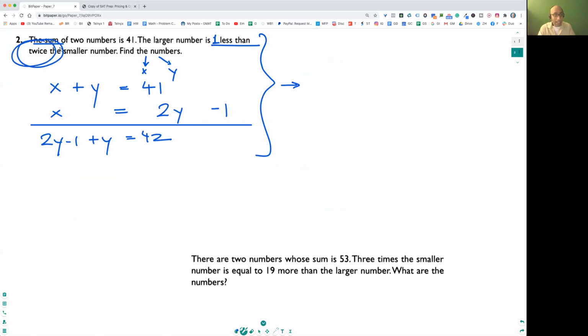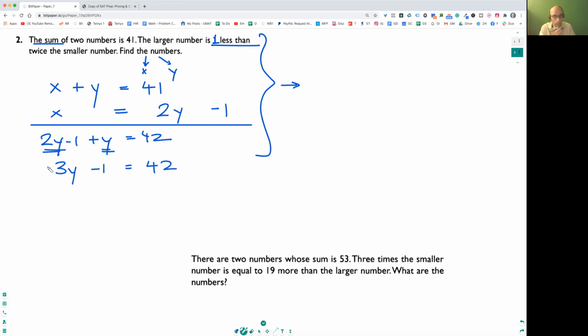Less than twice, not just a smaller number. So now you can solve it. Now it's easy. 2y. Here you group them together. So 2y plus y is 3y, right? Minus 1 is equal to 42. So you get something like this over here.